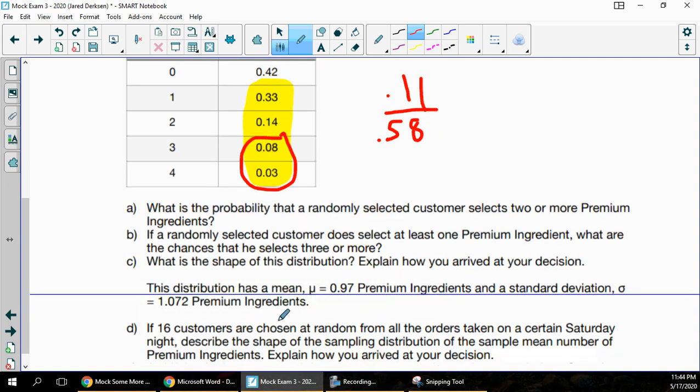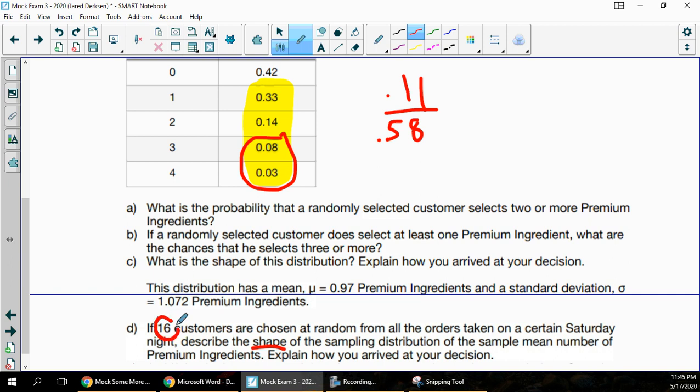So now we have the mean and the standard deviation, and it says if 16 customers are chosen at random, describe the shape of the sampling distribution of the sample mean number of premium ingredients, and of course explain how you arrived at that decision. Well, all it says on this question is talk about the shape. And we already said the shape of this distribution was right skewed, but if I take a sample of 16, what do you think?